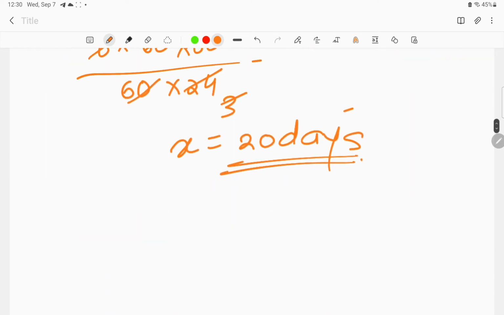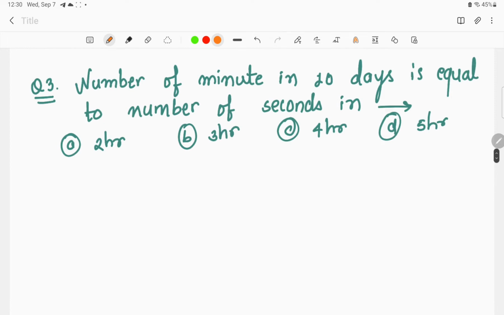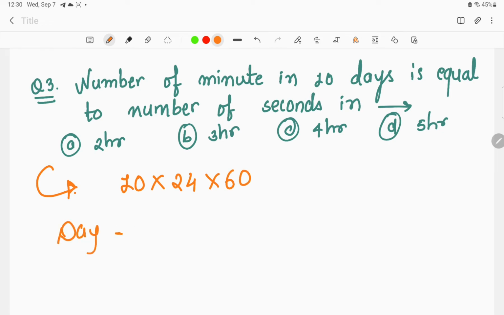Okay, now moving on to the next question. The number of minutes in 10 days is equal to the number of seconds in how many hours? The question asked is the number of minutes in 10 days. Now we are moving here from days to minutes. 10 days, in each day there are 24 hours and in each hour there are 60 minutes. Here we are moving from days to minutes.